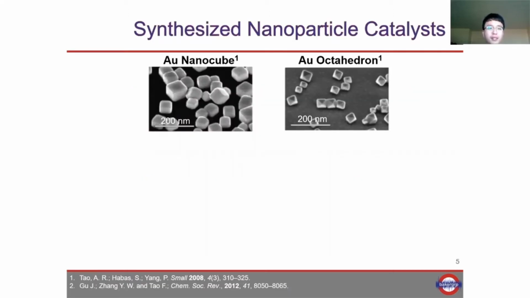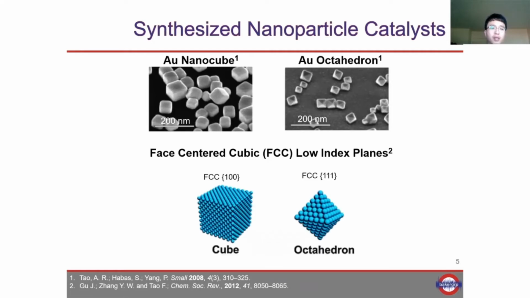Synthesized nanoparticle catalysts from materials chemistry provide new opportunities to understand and tune the structure-function relationship for developing higher efficiency catalysts. Such synthesized nanoparticles have different physical, chemical, and electronic properties depending on the structure and corresponding exposed low index planes. For example, gold nanocube exposes FCC low index planes, 100 facet, while gold octahedron exposes FCC 111 facets. So one basic difference between the two: FCC 100 has a lower surface atom density than FCC 111.